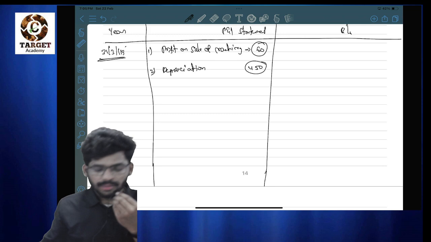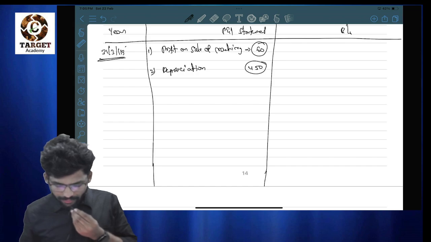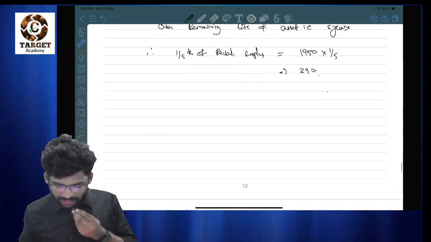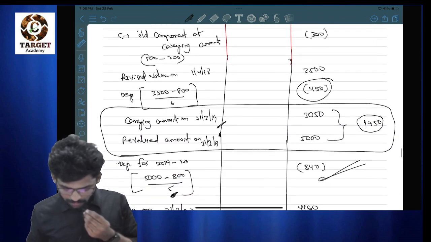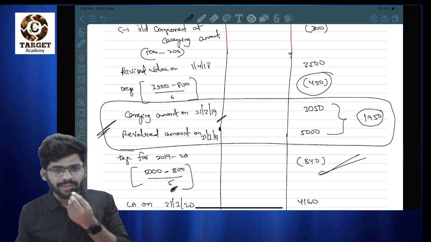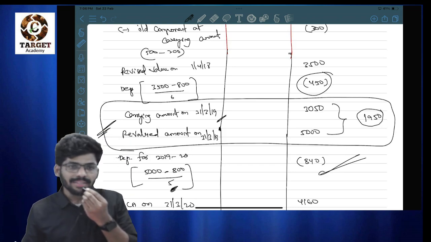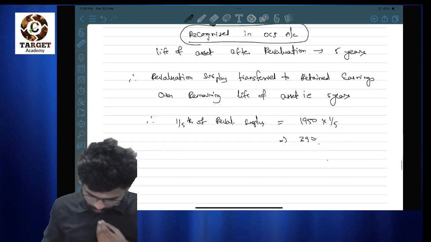Next, at the end of the first year, we have revalued. On first year ending, nothing but 31st March 19 only, it should be transferred to revaluation surplus. Correct or not? Yes or no? How much?